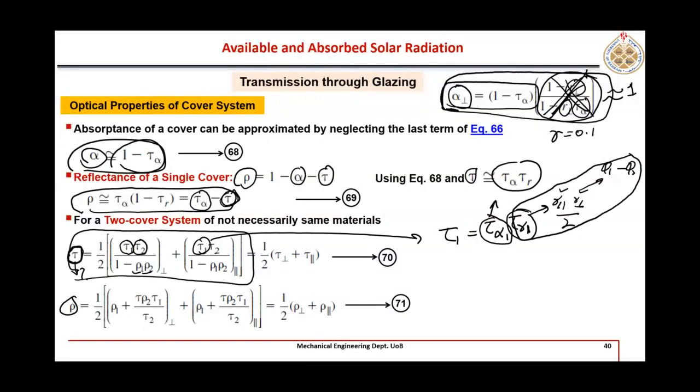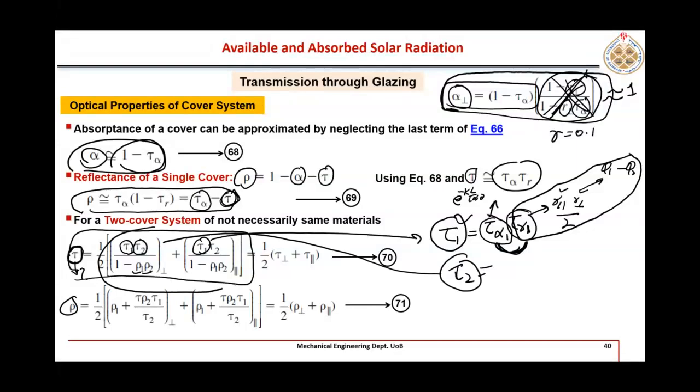So there are significant calculations involved here. Similarly, this one was simple, simply e to the power minus KL over cos theta 2. Okay, so just multiply these two, that will give us tau 1. The same you have to do if there are two glass covers. All right, so we can find out tau 1, then tau 2, then use it here to find out the total tau. So this is a huge amount of calculations here.